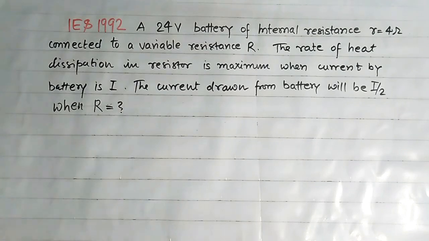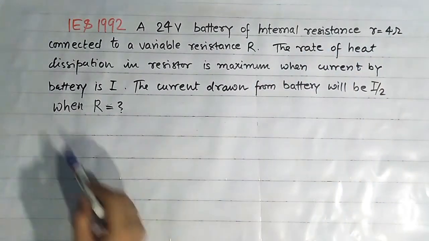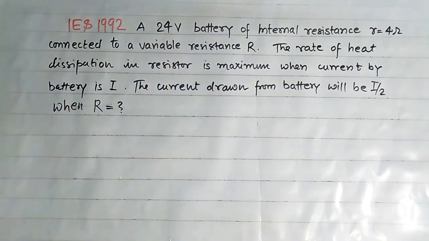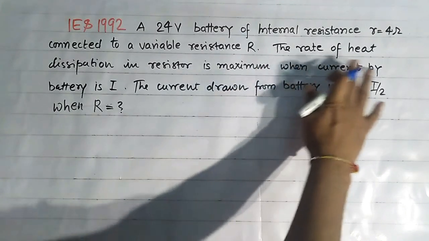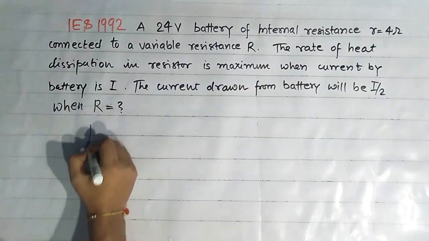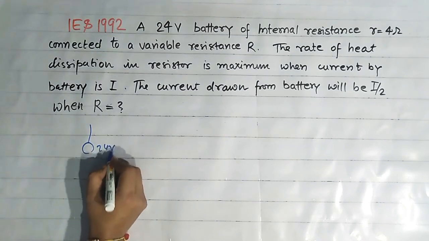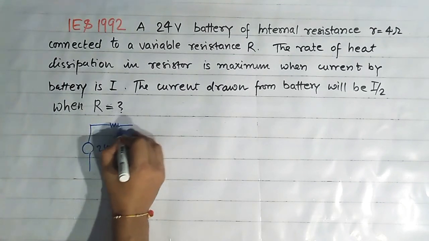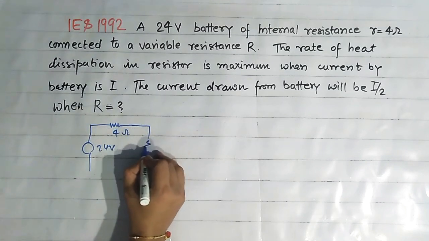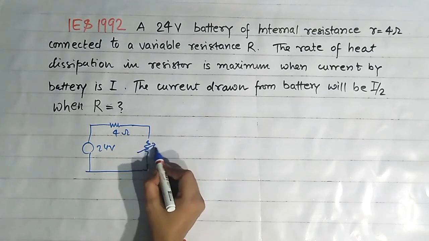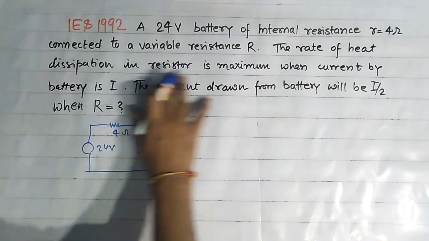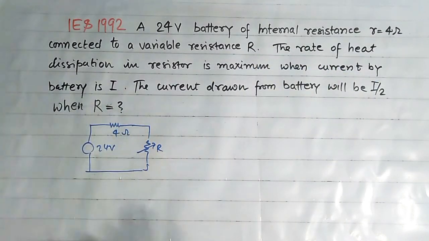Now see this question that has been asked in ES 1992. A 24 volt battery of internal resistance 4 ohm is connected to a variable resistance R. The rate of heat dissipation in the resistor is maximum when the current drawn from the battery is I. So here it is a battery of 24 volt and the internal resistance of the battery is 4 ohm, and it is connected to a variable resistance.